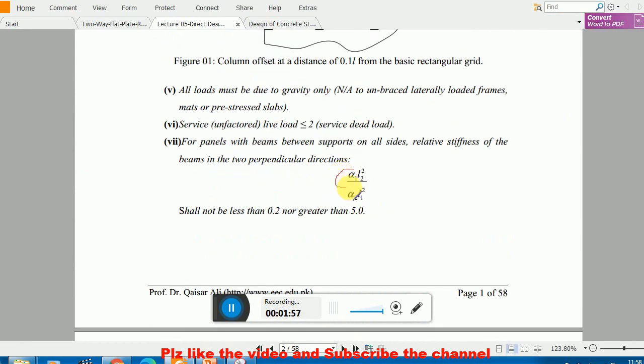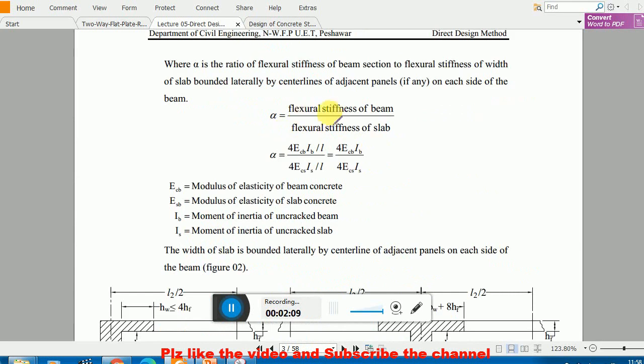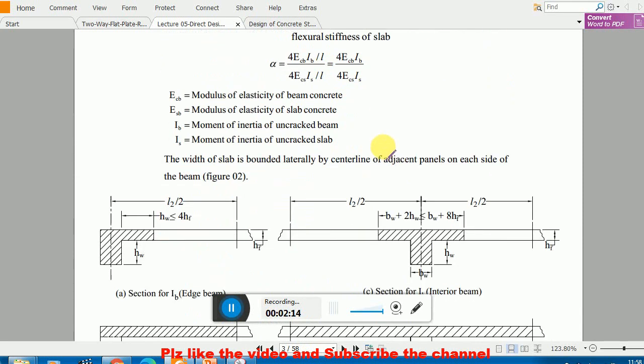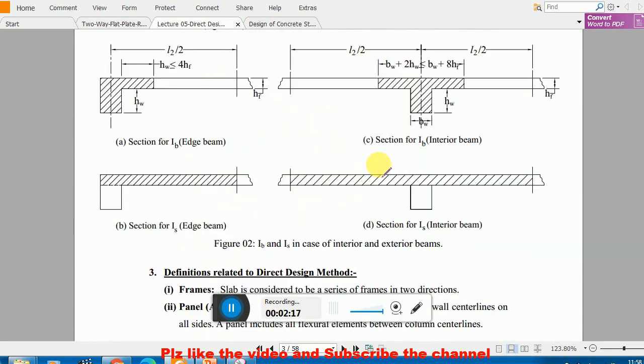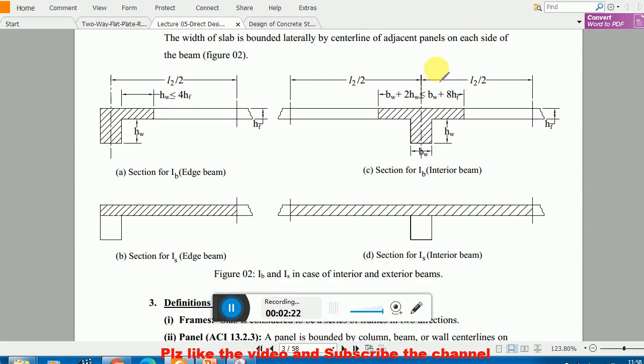The only important thing is this factor, alpha 1, the relative stiffness, which I already explained in lectures number 1 and 2. These are the conditions imposed when we have different panels, or edge beams and interior beams, and how we calculate the thickness of the slab. I explained all these terms in lecture number 1. Remember, we have an edge beam, known as the perimeter beam, and we have a T-beam, which are the interior beams.